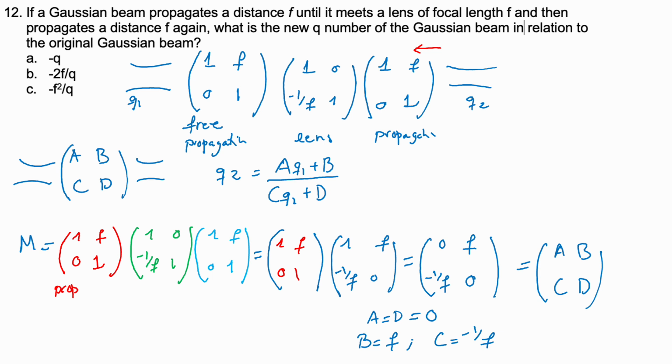So q2 is going to be B, so B is going to be f. And then on the bottom, we're going to have minus 1 over f times q1. So that's going to be minus f squared over q1. So that's the solution. And if you see, this is going to be the C answer.